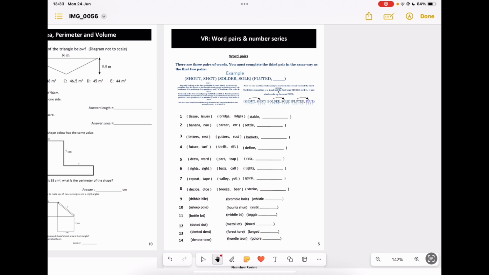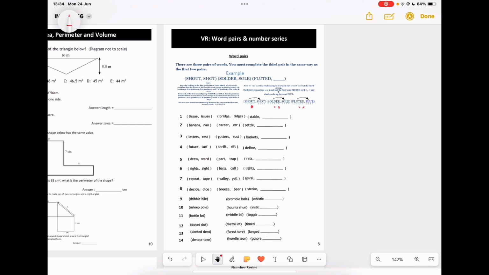With shout to shot, you're removing the U, so the 4th letter. From solder to soul, you're removing the 4th and 6th letter. And with fluted, you're removing the 4th and 6th letter.